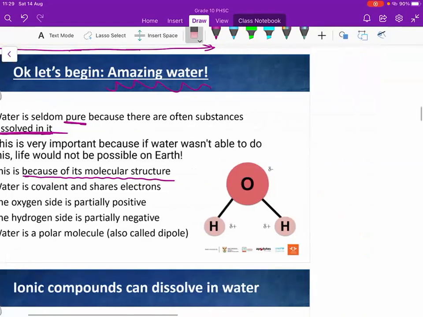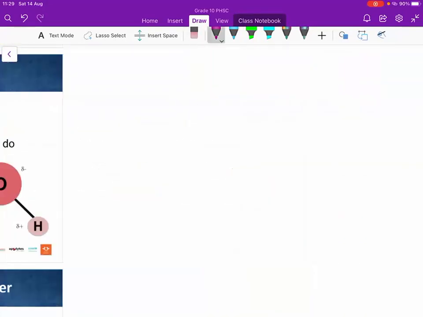We know that water, H2O, is made up of oxygen, which is in group 6 of the periodic table. That means it's got 6 valence electrons: 1, 2, 3, 4, 5, 6. And then it's made up of 2 hydrogens, and hydrogen is in group 1 of the periodic table, and it only has 1 valence electron.